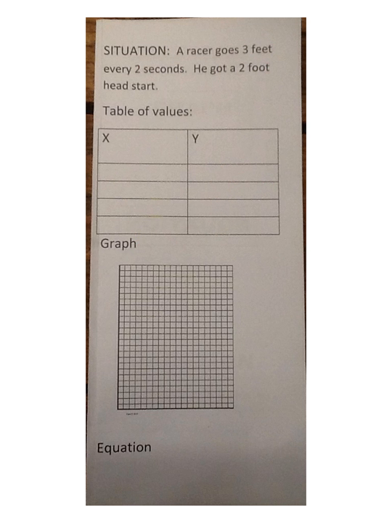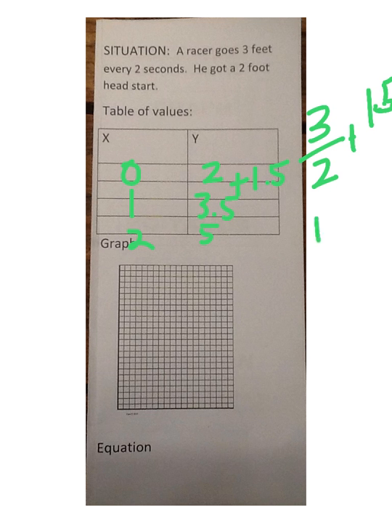Another way is, if it's 3 for every 2, that's the same thing as adding 1.5 every second. So if I start at 2, and then I'm adding 1.5 every second, 1 could be 3.5, and 2 could be 5, and you can continue with that process. So it's 1.5 for every 1. You could do it that way.